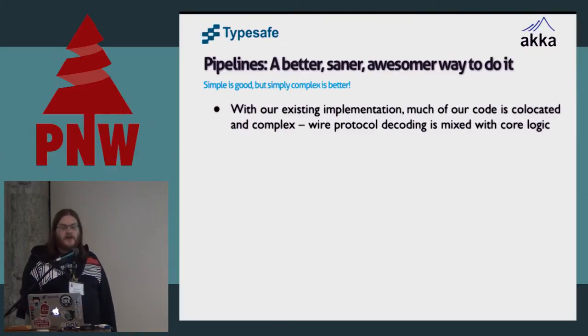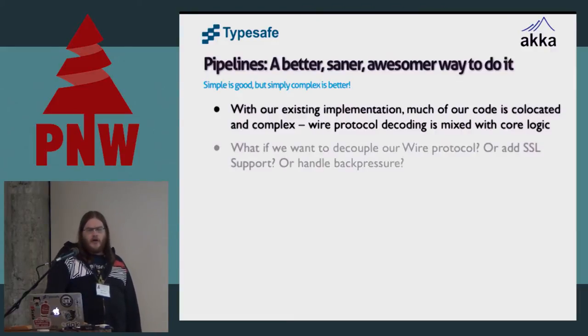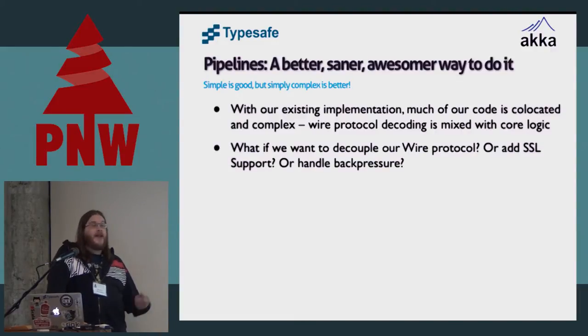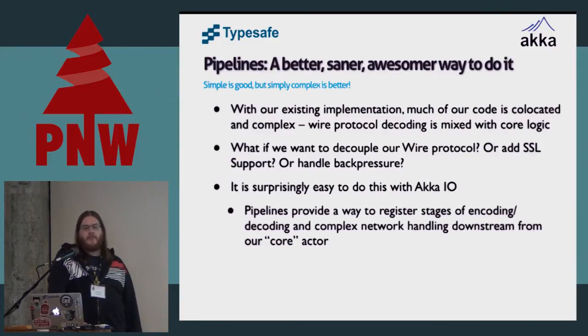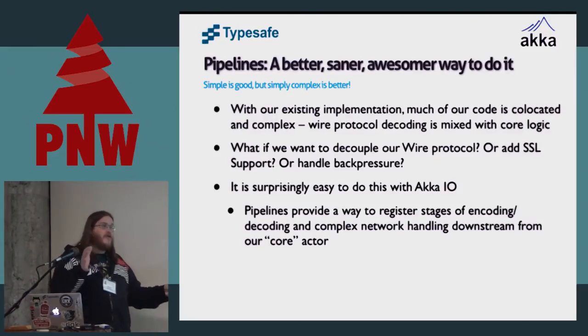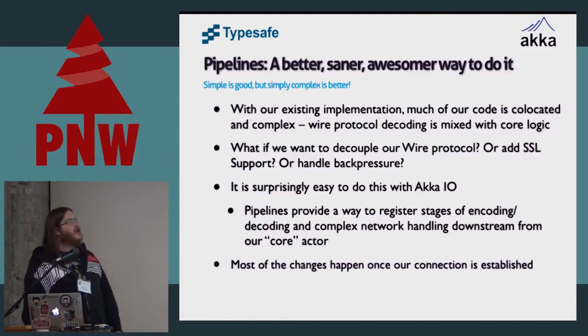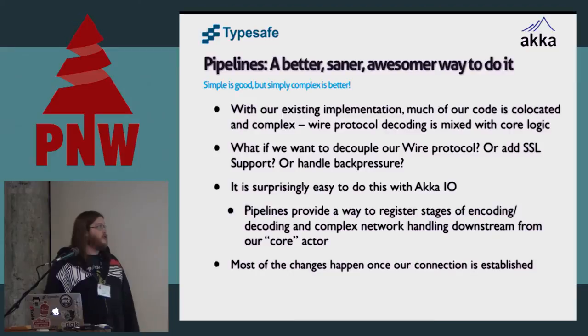So with our existing implementation, a lot of our code is collated and potentially complex. The wire protocol decoding is mixed with core logic. It makes it a little hard for us to reason about what we're doing. So if we want to decouple our wire protocol, or add SSL support, or handle backpressure, we can do these with Akka IO's pipelines, which give us a way to register stages of encoding and decoding and add complex network handling downstream from our core actor. We can say, I want to do these things, but I want them separate. It's separation of concerns. Most of the changes happen once our connection is established.